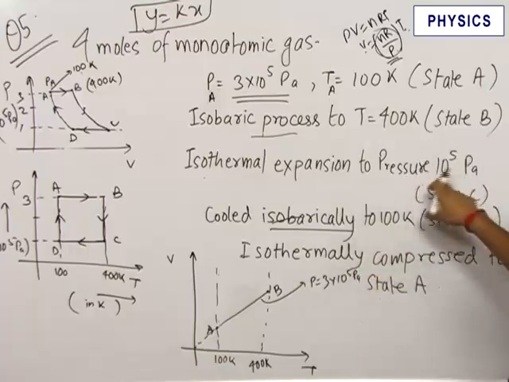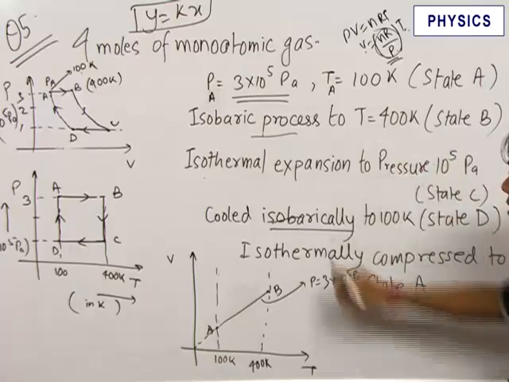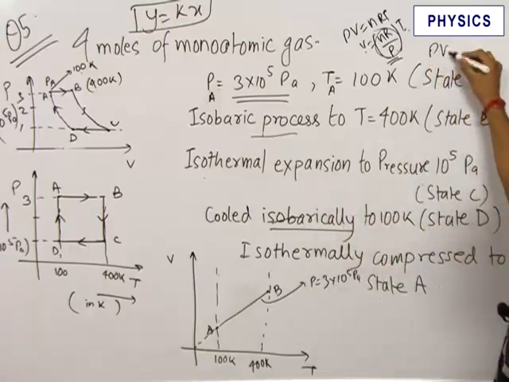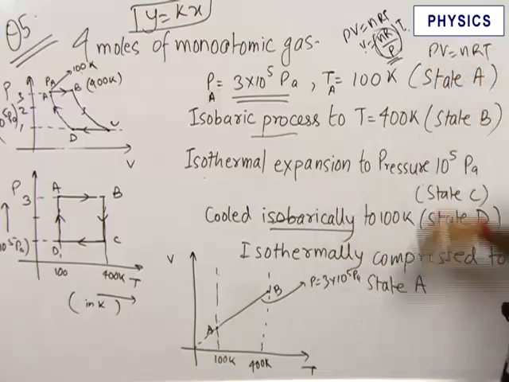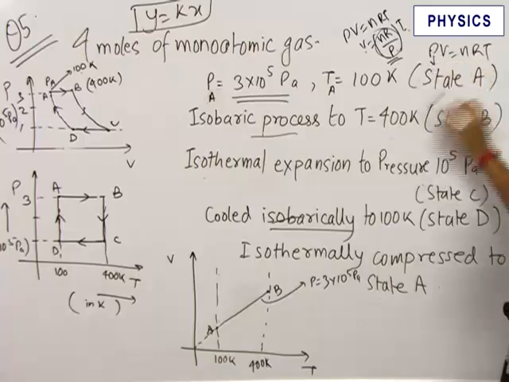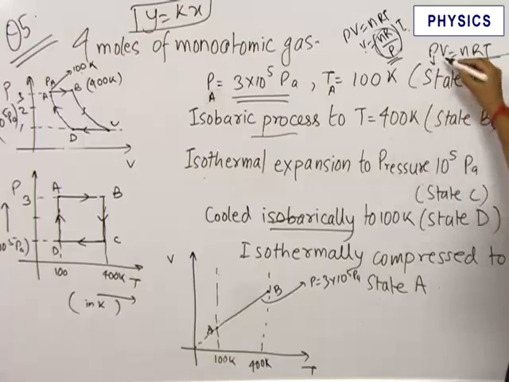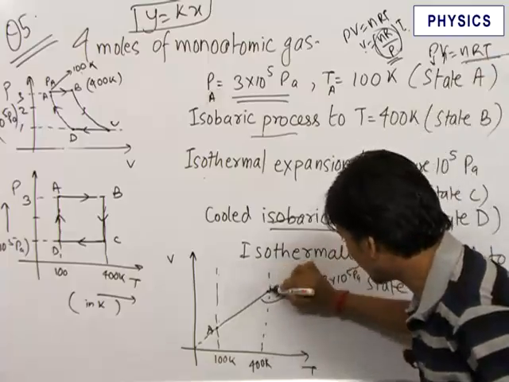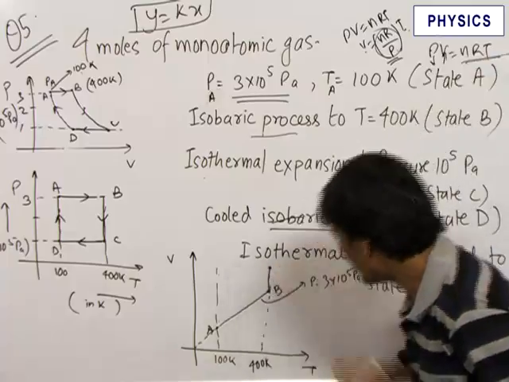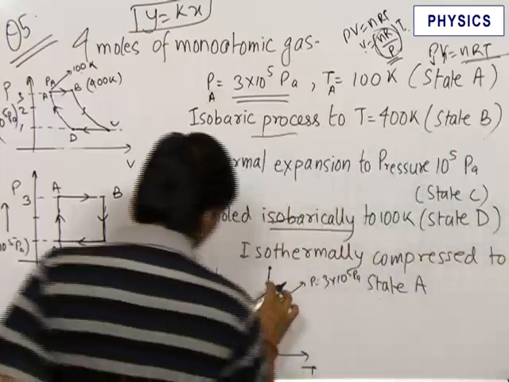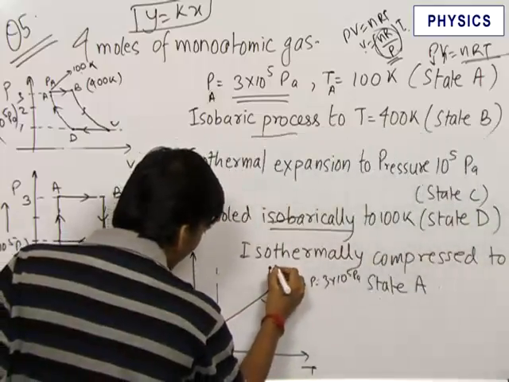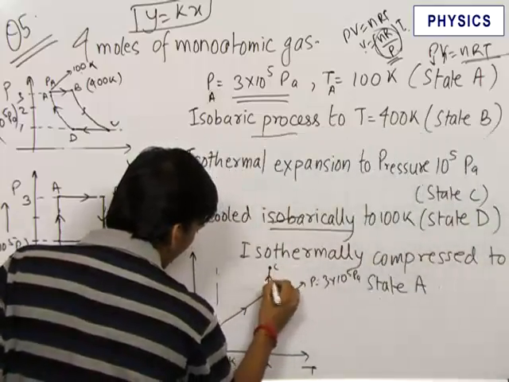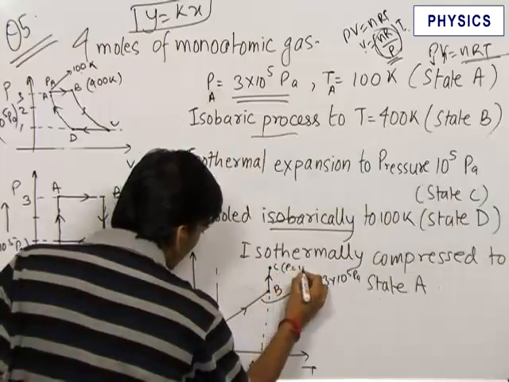It reduces to this pressure, that means the pressure reduces, the temperature is constant, and PV is equal to nRT. Now the pressure reduces, the temperature is constant, therefore the right hand side is constant, therefore the volume must increase. Therefore the volume increases under constant temperature to a point such that the final pressure is 10 raised to 5 pascals. This is point C. Pressure is equal to 10 raised to 5 pascals.